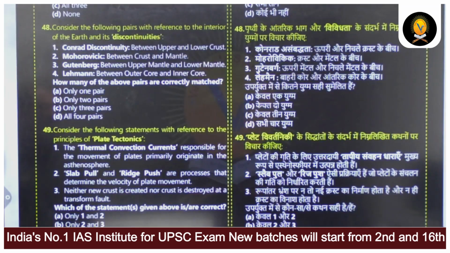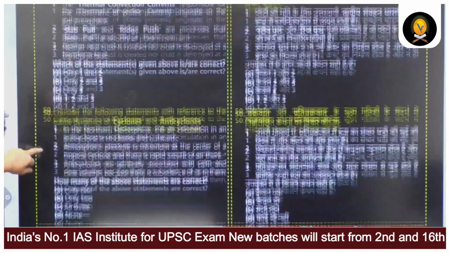Consider the following statements with reference to the principle of plate tectonics. The thermal convection current responsible for the movement of plates primarily originates in the substratum, correct. Slab pull and ridge push are processes that determine the velocity of plate movement, correct. Neither new crust is created nor crust is destroyed at a transform fault, correct. So, all 3 are correct.